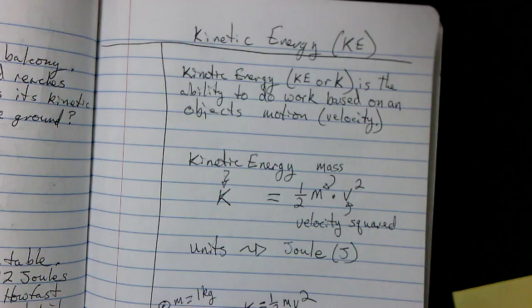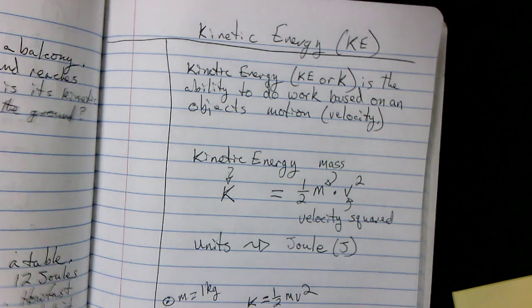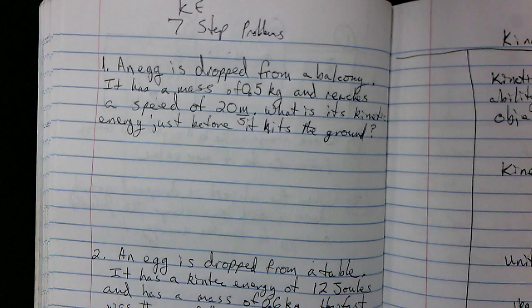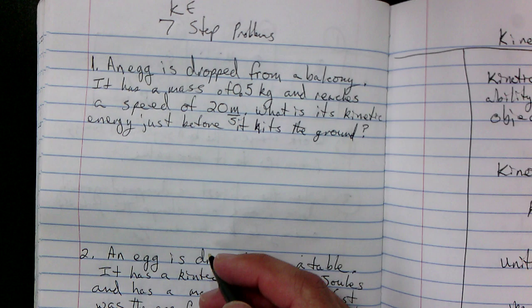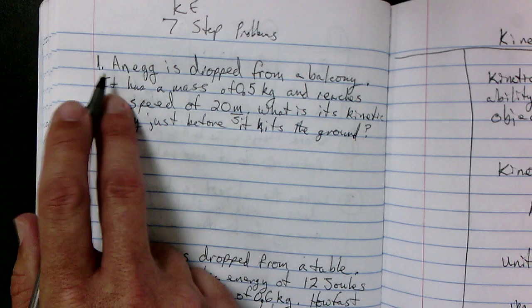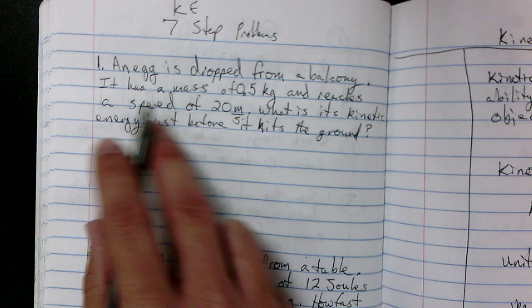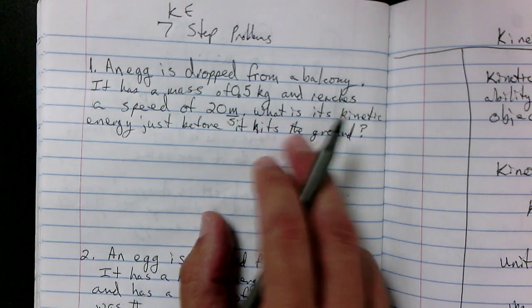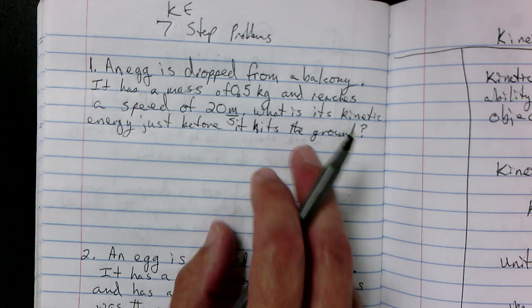Okay. So let's work a couple of 7-step problems, and this might help you get an idea of what we're talking about. So R2D2 guess, an egg is dropped from a balcony. It has a mass of 0.5 kilograms and reaches a speed of 20 meters per second. What is its kinetic energy just before it hits the ground?